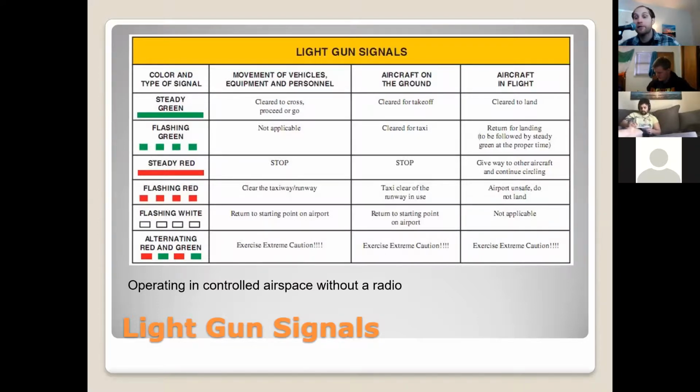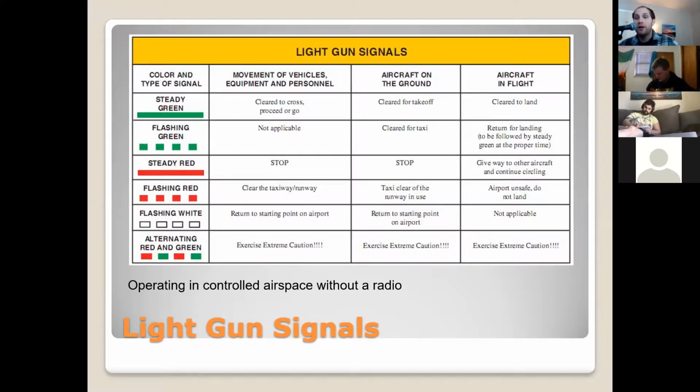The next category would be aircraft in flight. If you're in flight, you're in the traffic pattern, you're near the runway, and you look at the control tower and you see a steady green light, they are giving you clearance to land. You have clearance to land. So steady green, green means go. Clear to land, clear to take off. Awesome. We love it when it's that simple.